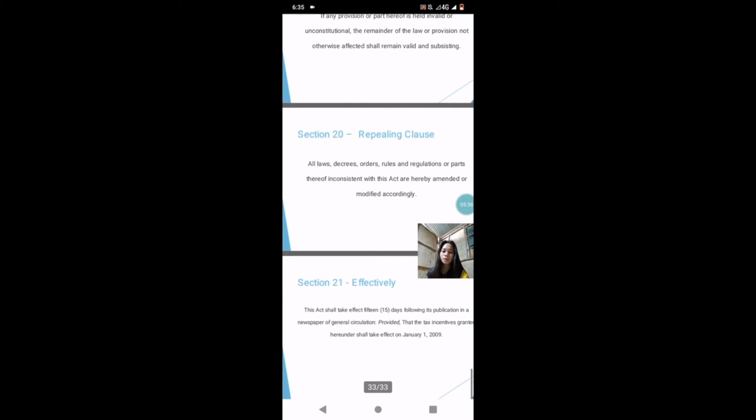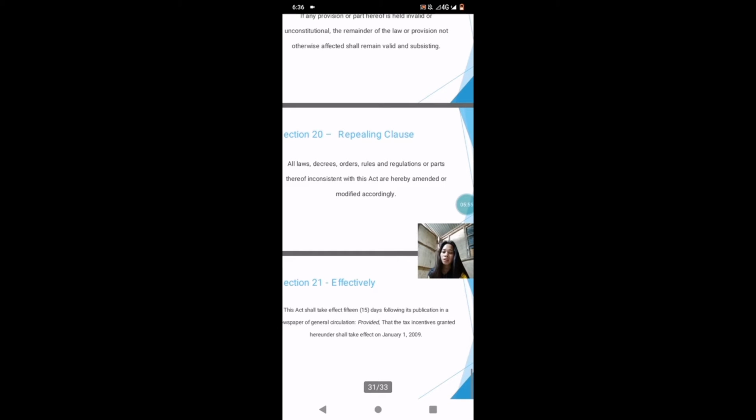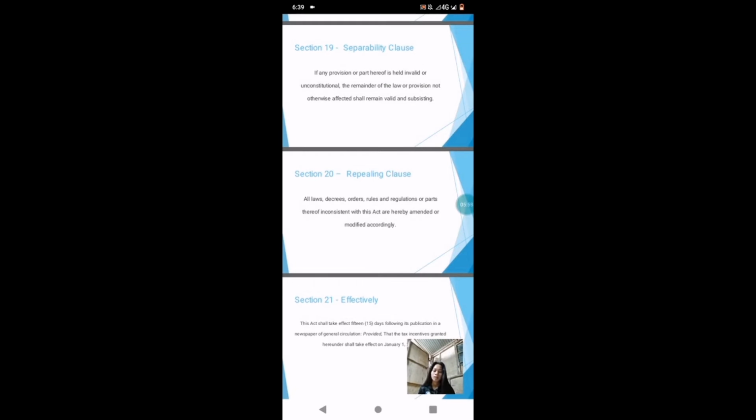Section 20, Effectivity. This Act shall take effect 15 days following its publication in a newspaper of general circulation, provided that the tax incentives granted hereunder shall take effect on January 1, 2009. This agreement shall take effect upon signing by the parties to this agreement and shall remain in force unless any of the parties withdraws or pre-terminates this agreement.